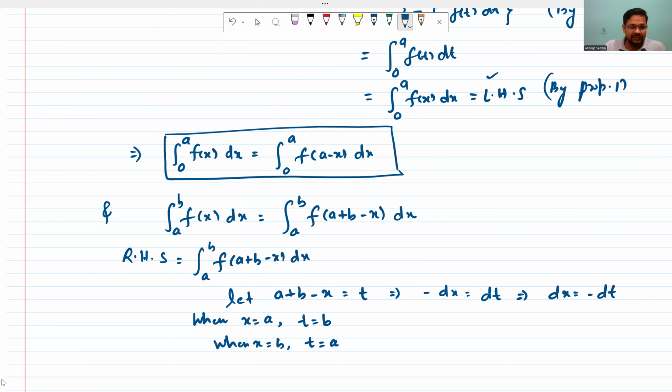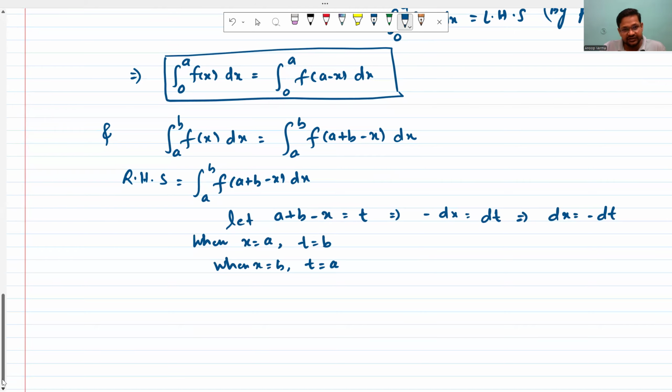So now the limits will change when we do the substitution. This implies this becomes a to b, b to a. Now when x equals a, then t is b. So you get b to a f of t, and this is minus times dt. And from here you will get negative times b to a of f(t) dt.